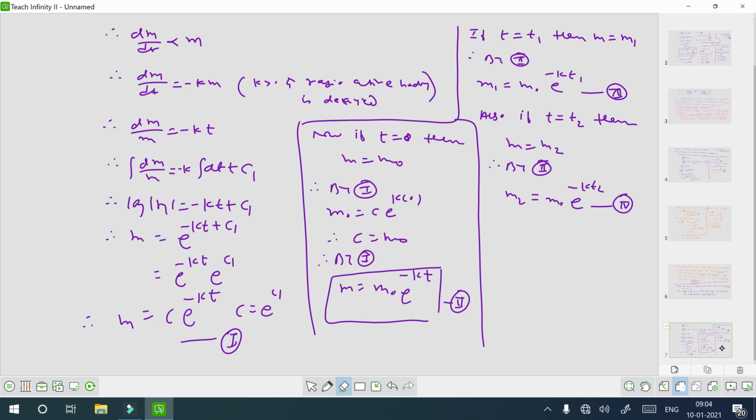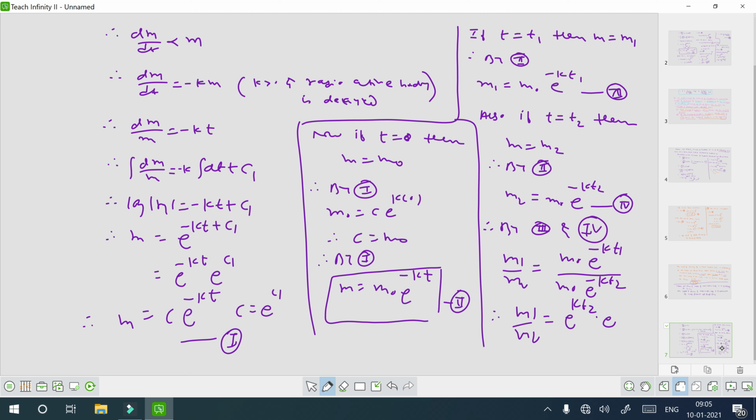So let us see here. Therefore by 3 and 4, m1 by m2 is equal to m0 e raised to minus kt1 over m0 e raised to minus kt2. So m1 by m2 is equal to, that gets cancelled. Can I write e raised to kt2 into e raised to minus kt1? So what is m1 by m2? It is equal to e raised to k of t2 minus t1.